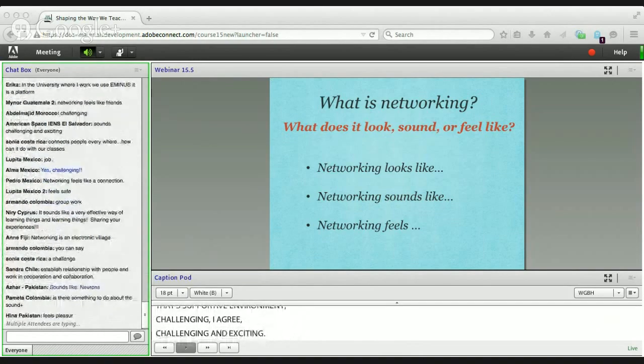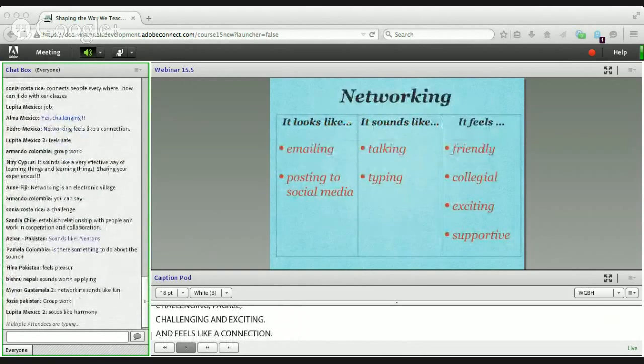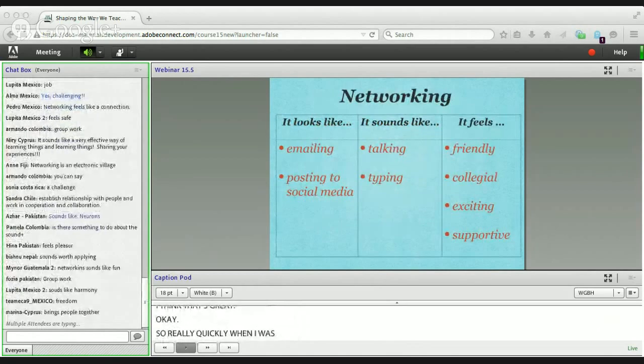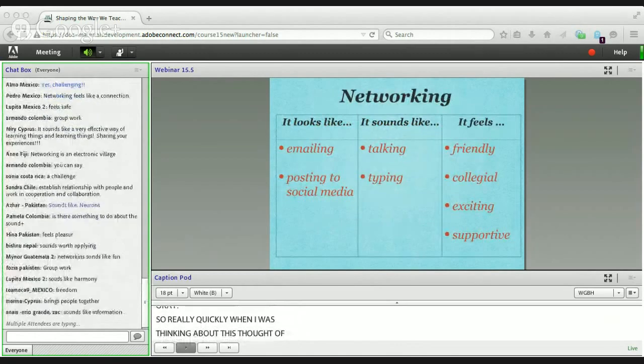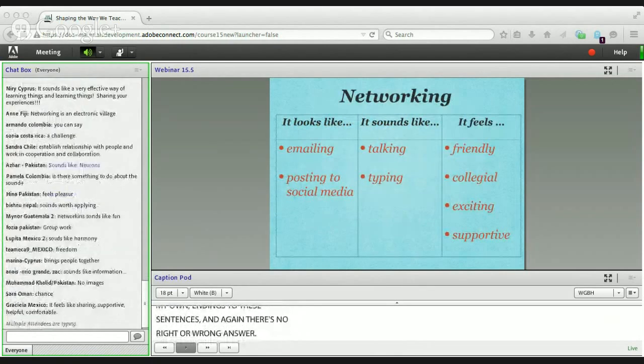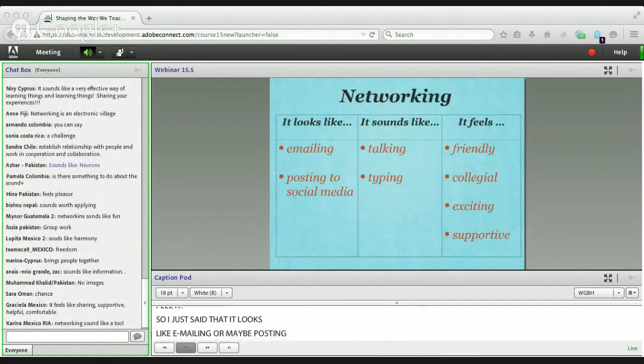Okay. So I really quickly, when I was thinking about this, thought of my own endings to these sentences. And again, there's no right or wrong answer. It can be all of these, or it can be different depending on how you see it or feel it. So I just said that it looks like emailing or maybe posting to social media. It sounds like talking and typing, right? So this idea that there's some form of communication.